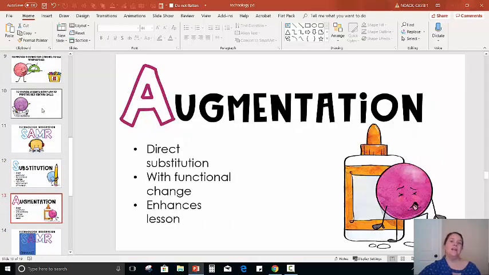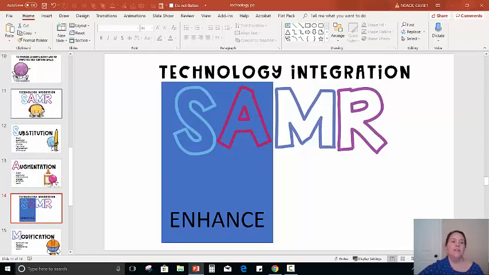The second one is the A, and it stands for augmentation. And this is a little bit more of a change than just substitution. So it is still a substitution, but there are some changes that do enhance the lesson. So when you think about the substitution and the augmentation, both of these integrations of technology just enhance the lesson. So now let's look at the second half.